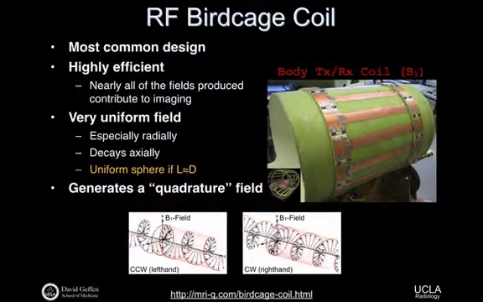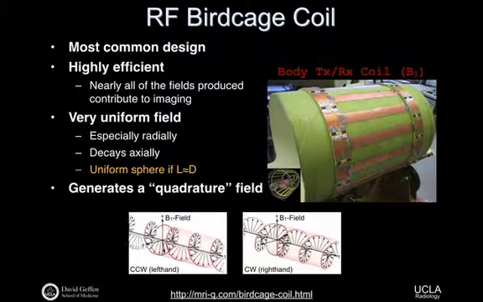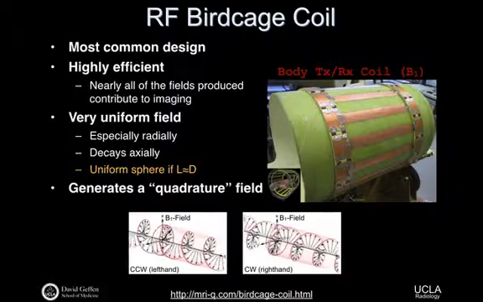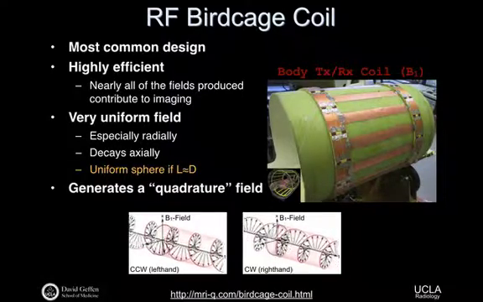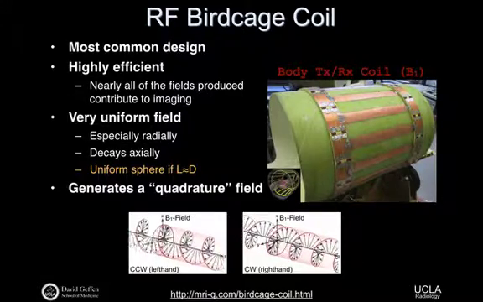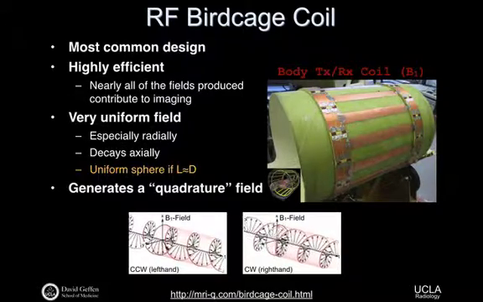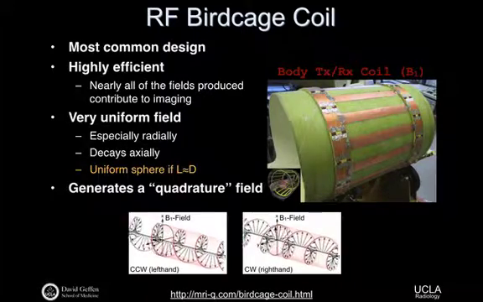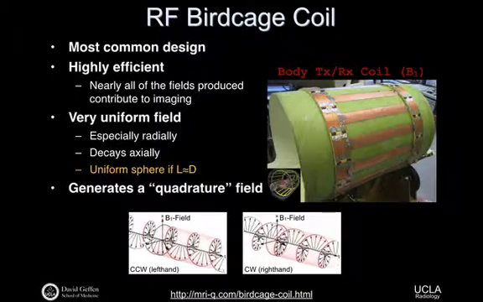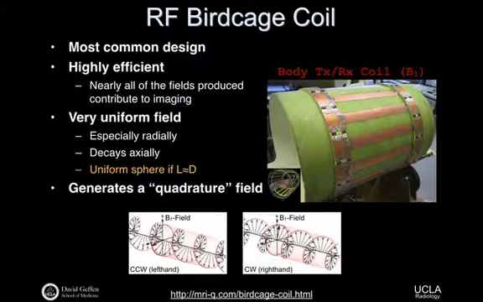Okay, so the most common design for this is what's called an RF birdcage coil. If you come from an EE background, this is perhaps a familiar design already. It's a highly efficient design, which means nearly all the fields produced actually contribute to imaging. So that's a good thing in terms of energy efficiency and overall electronic design. It will generate a very uniform field.